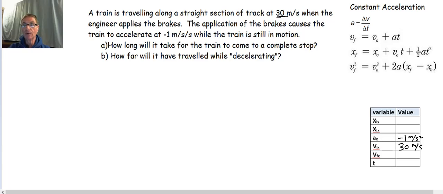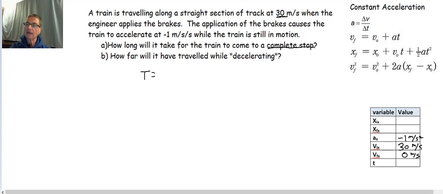Now, how long will it take for the train to come to a complete stop? So what else do we know? Well, we're not explicitly told that the final velocity is 0, but if it's going to come to a complete stop, we want to know how long it's going to take. So the final velocity is going to be 0 meters per second in this case. And what we're looking for is time, because this is how long. So we're looking to find the time initially. We have initial velocity, final velocity, and acceleration. We'd like to find time.